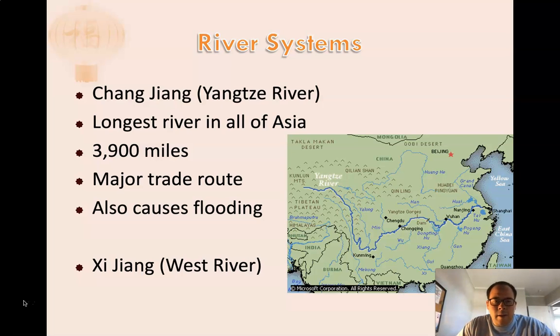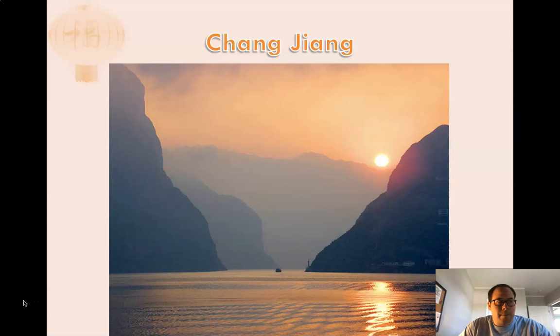Then there's the Yangtze River, the longest river in all of Asia. It's about 3,900 miles. It's a major trade route. Most rivers cause flooding at some level. And there's also the West River. There's some pictures for you.